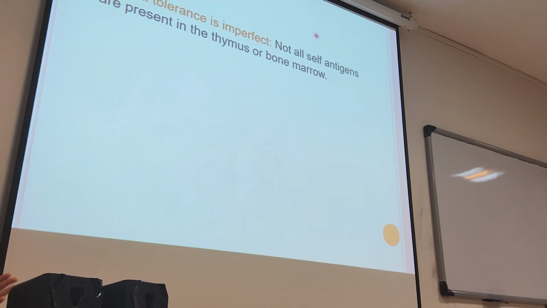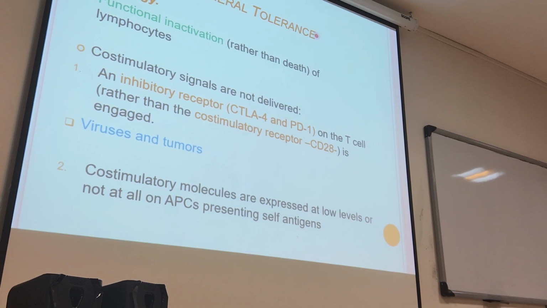Okay, I told you that we have central and peripheral tolerance. It means that the central tolerance is not perfect. After central tolerance, after maturation of B and T cells, we will have some mature B and T cells which are reactive against self-antigens, and they should undergo peripheral tolerance. Yeah? And what happens in peripheral tolerance?